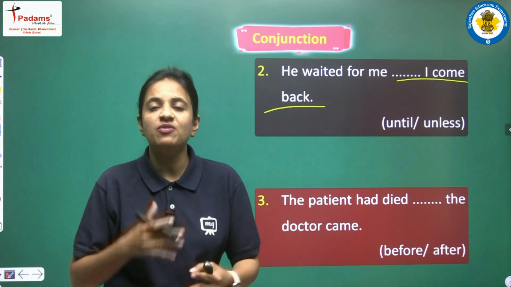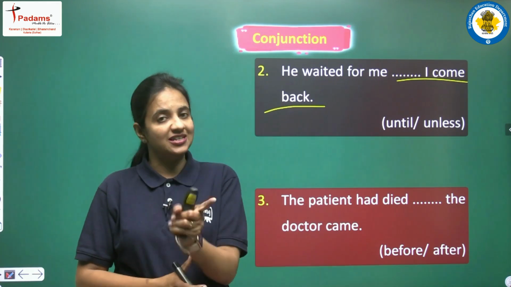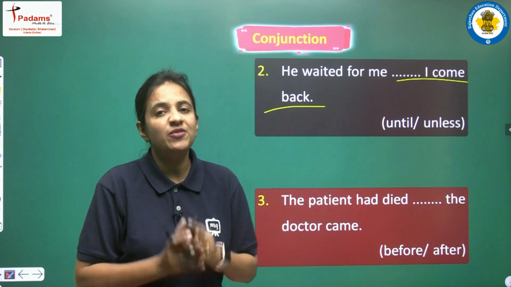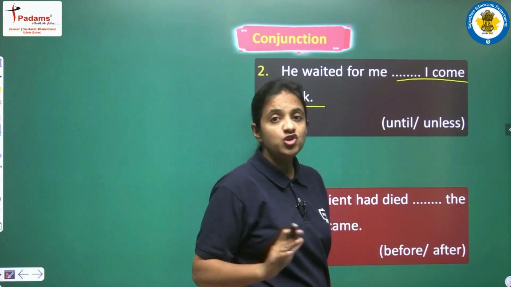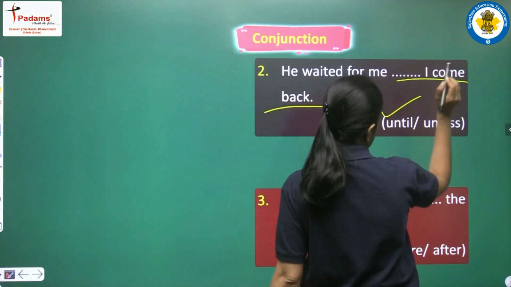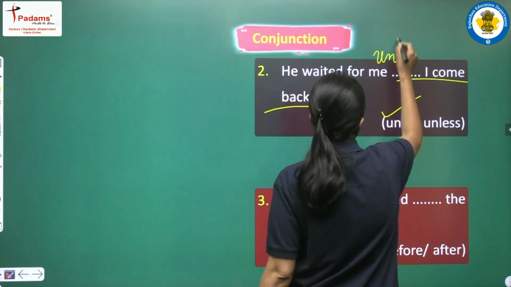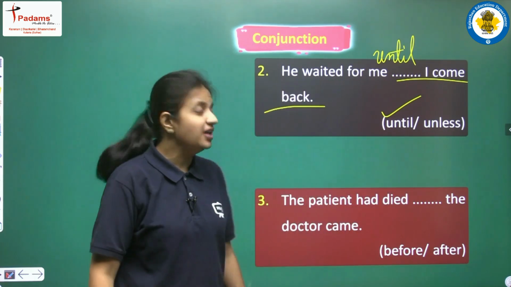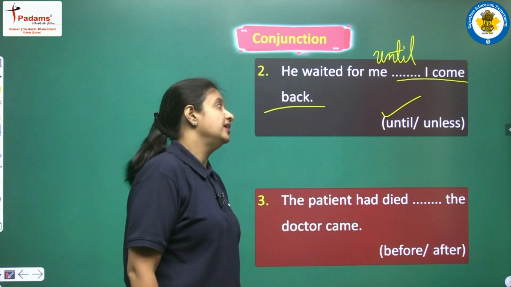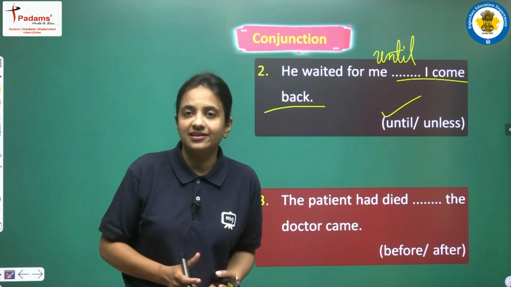So what we are trying to show? We are trying to show one kind of time. Yes, we have discussed this thing in the previous videos when we were discussing the conjunctions. So here, because we are showing time, we have to choose until. Here in this blank we will write until. Our answer will be until, and the complete sentence will be he waited for me until I come back.